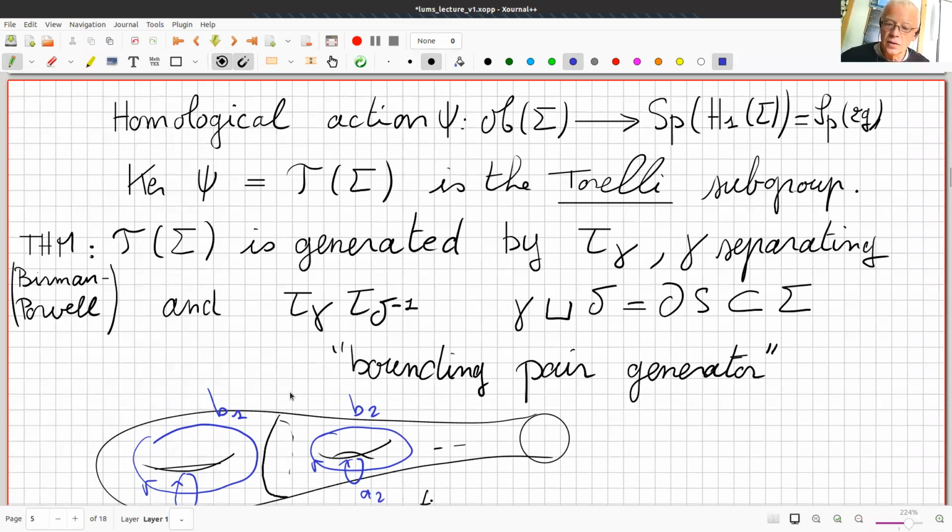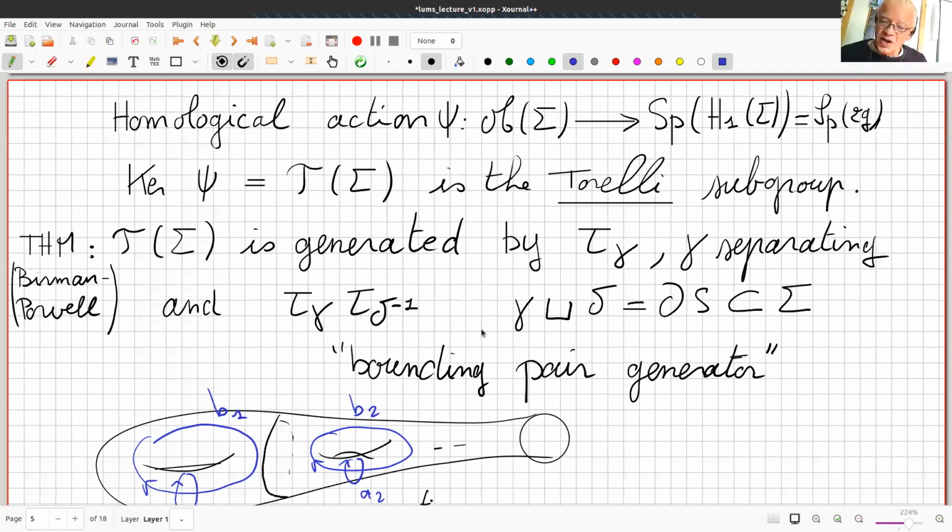And what kind of classes will appear in the kernel? It's written here. It's a result of Birman and Powell independently that the Torelli subgroup of the surface, the kernel of the mapping class group action, is generated by this Dehn twist along separating curves, and also certain bounding pair generators, which I will describe now. And so this means that everybody in the kernel is a composition of those, or conjugates of those, but a conjugate of those is already another one.